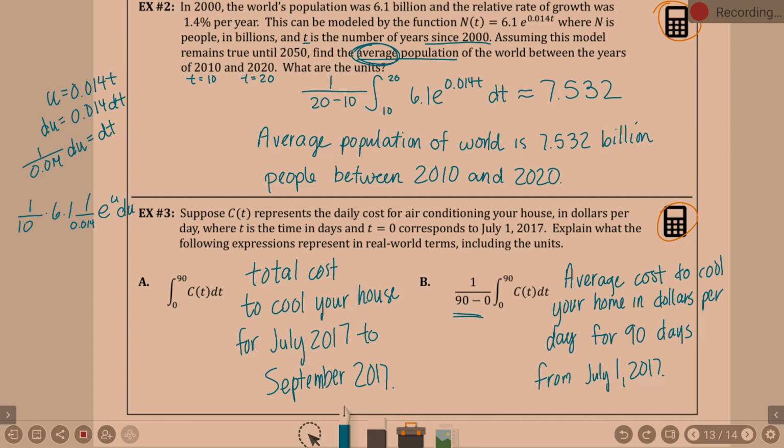Why does that one have a calculator symbol by it? I don't know. I feel like she just added it. It doesn't say find them. You can't find them because we don't have an expression for C of T. So, whatever. Budget.